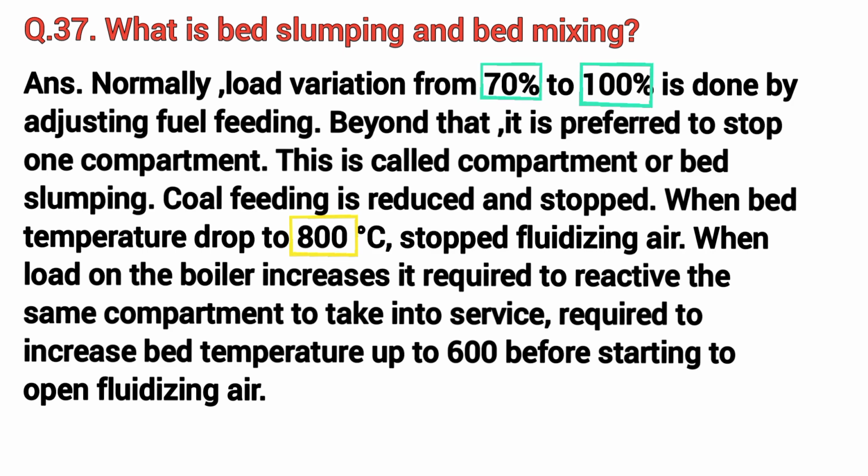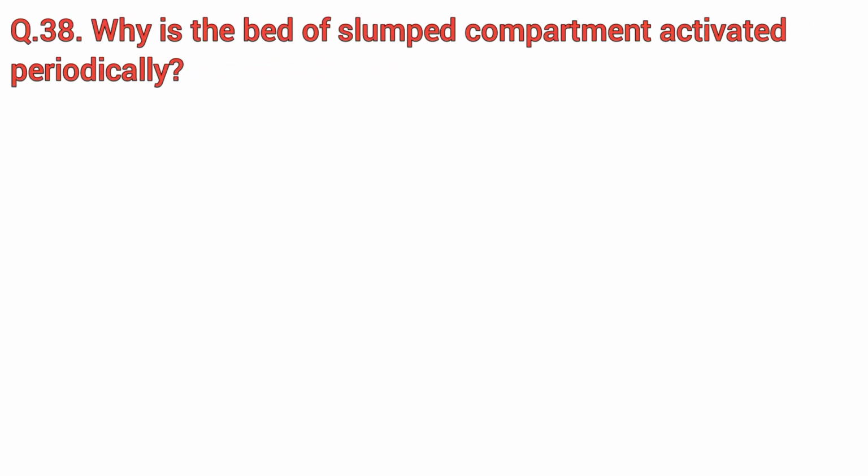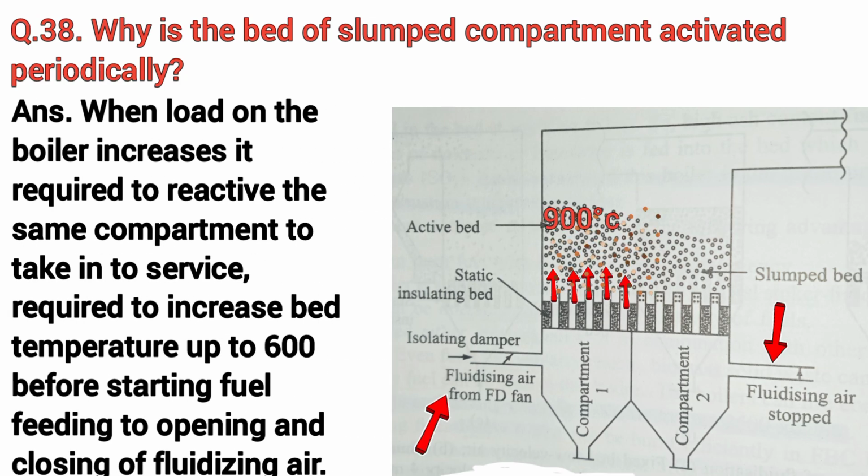When load on the boiler increases, it is required to reactivate the same compartment and take it into service. It is required to increase bed temperature up to 600 before starting to open fluidizing air. Why is the bed of slumped compartment activated periodically? When load on the boiler increases, it is required to reactivate the same compartment, raising bed temperature up to 600 before starting fuel feeding and opening fluidizing air.